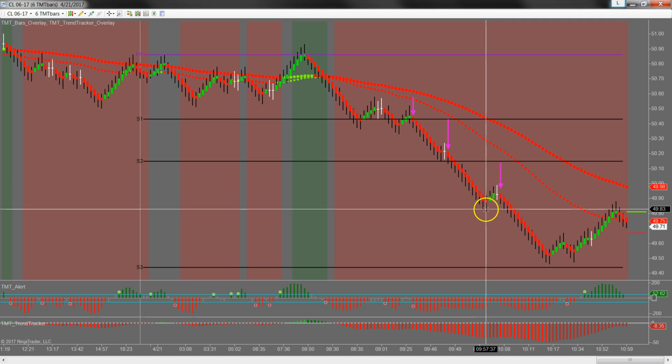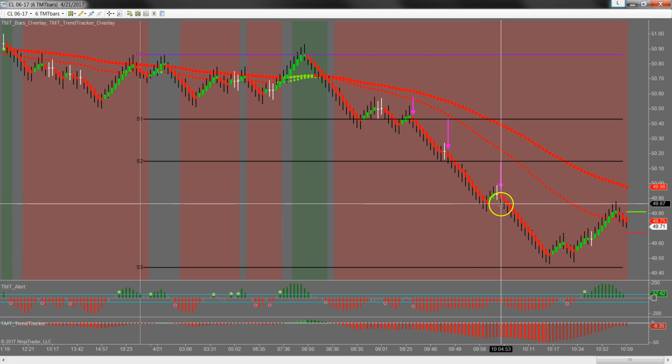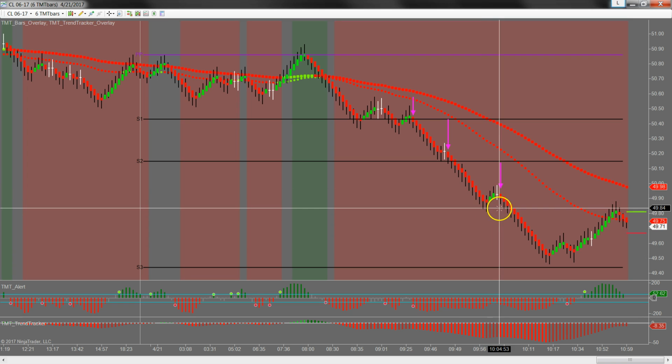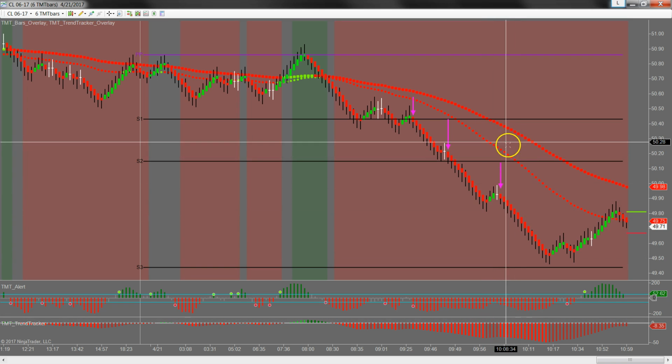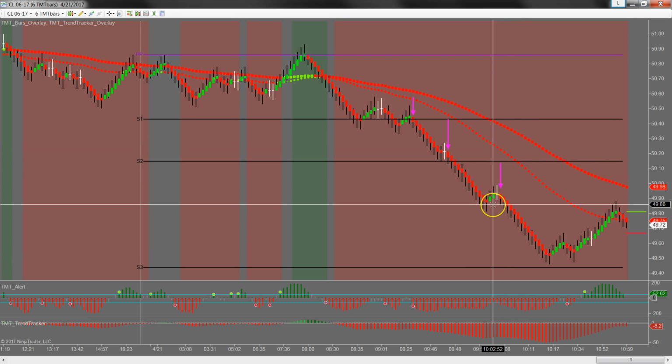This is another legal trade here. A two bar pullback with a doji and another red candle. That's a legal trade for me as well. Still in the same trend, right? So fast trend lines below the slow, and I take it.